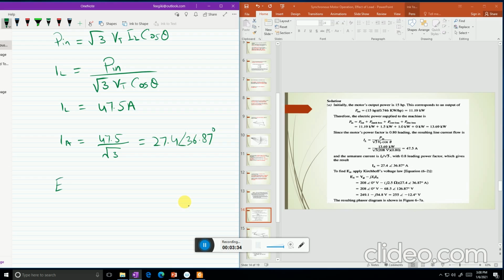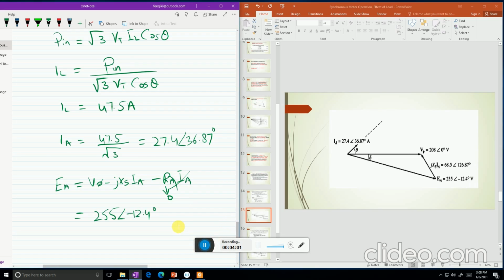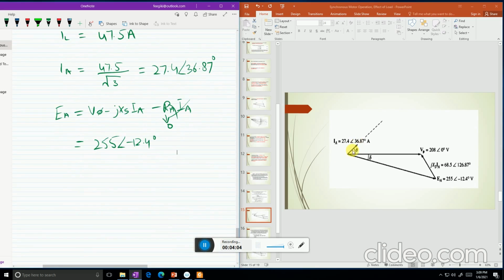And EA, as we know, the formula is V phase minus jXS IA minus RA IA. Here RA is 0, so this term will be neglected. So by putting in values and solving, EA will become 255 angle minus 12.4 degree. So the phasor diagram looks like this, same as we derived before, and its values are these.